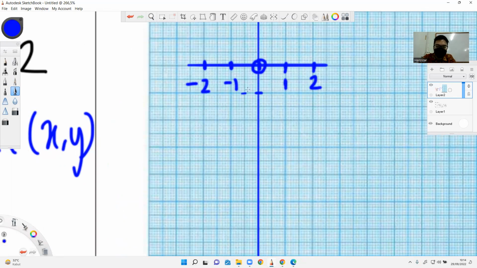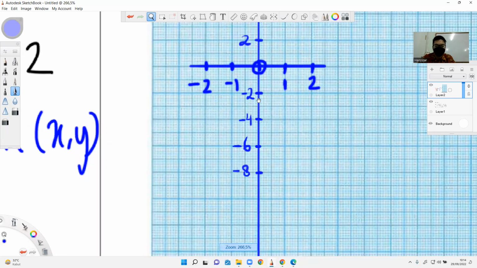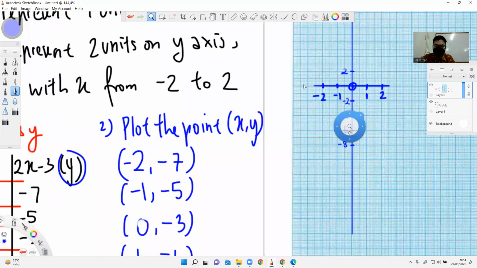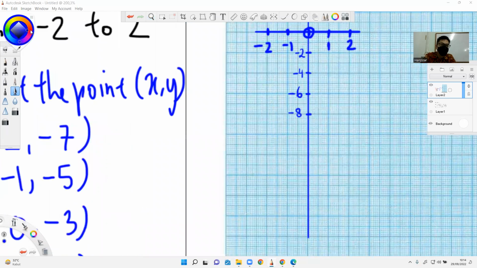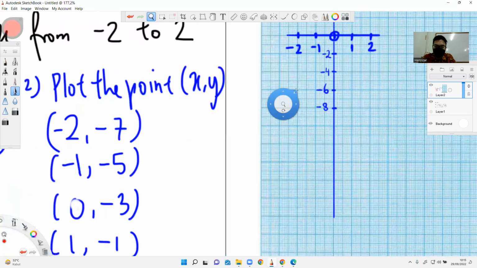1 cm. So how about this? After this, -2. Get it? 1 cm represents 2 units. Get the idea, guys? And then after this, -4, -6, -8, and then on top of it, 2, right? And then plot the points. -2, -7. Where is the -7 then? In the middle of -6 and -8, right? -2, -7. There you go. Understand, guys?